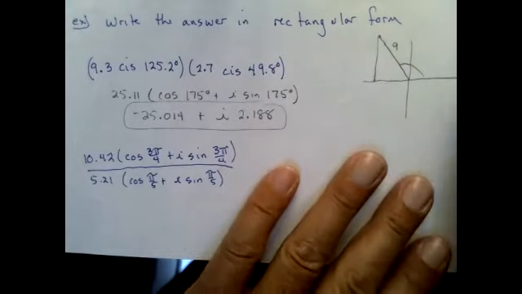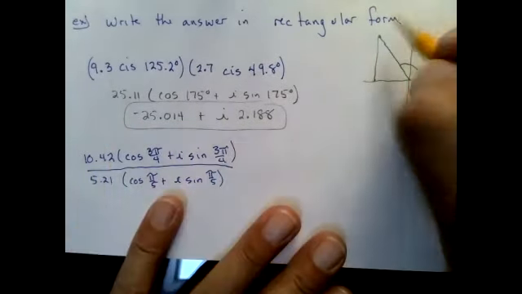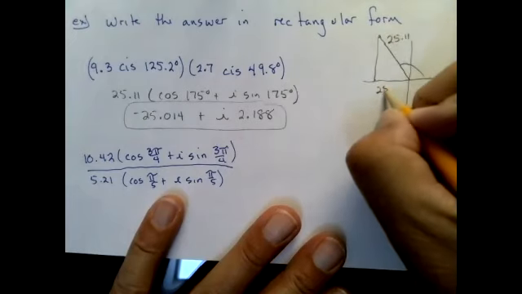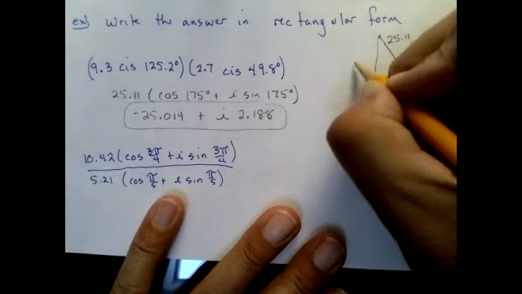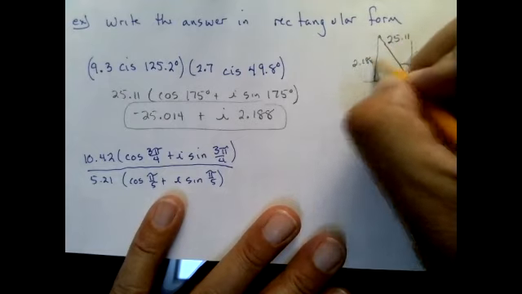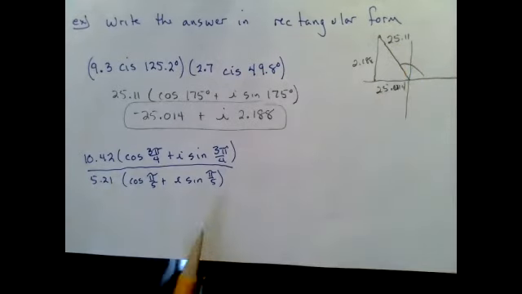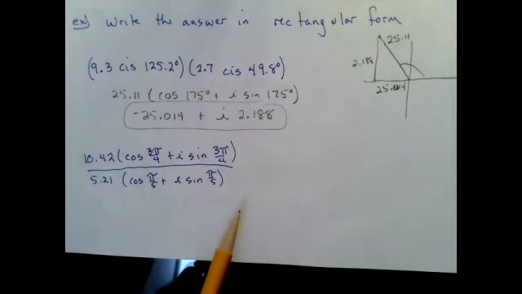Oh, this isn't 9. Thank goodness. This is 25.11. This is 25.014. And this is 2.188. So yeah, this is still bigger than this one. I need my hypotenuse to be the biggest one, folks. See where I was concerned.